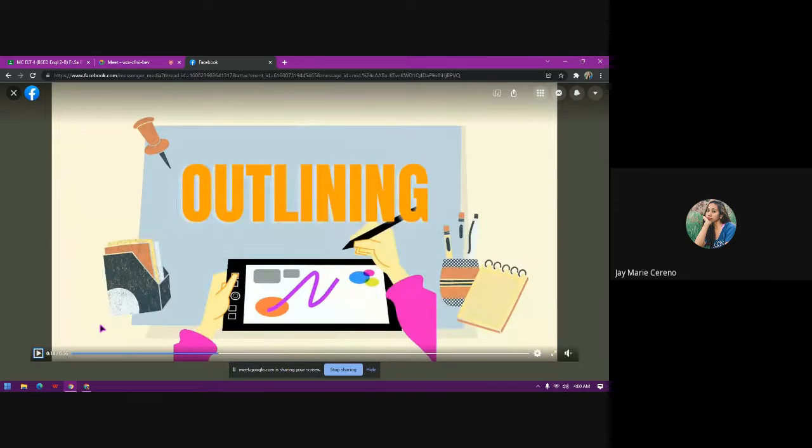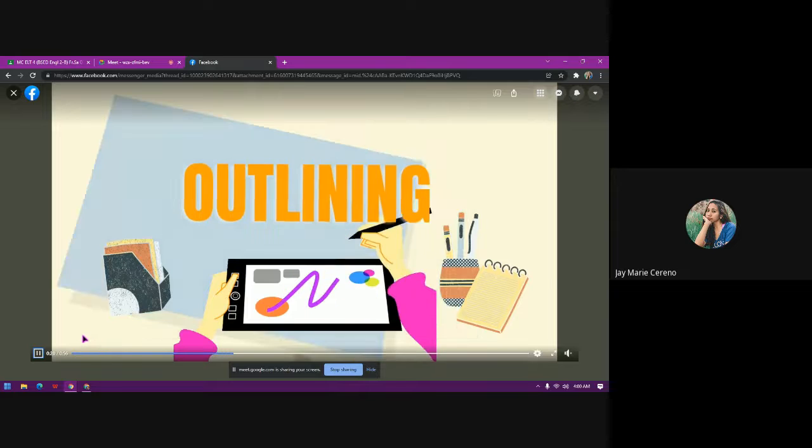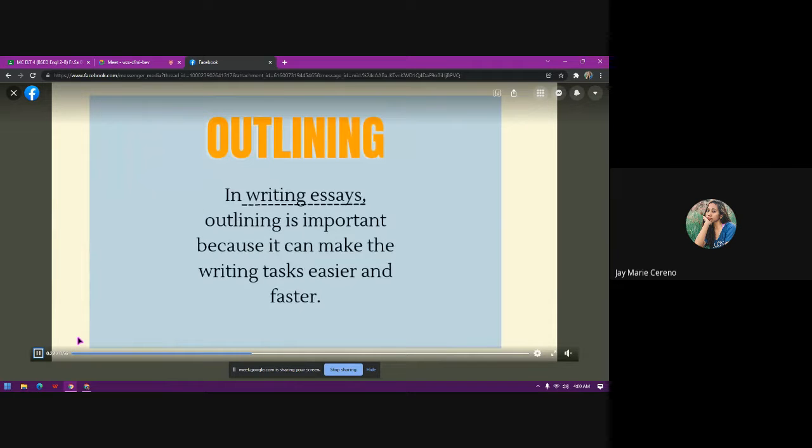Outlining. When you hear the word outlining, what first comes to your mind? Yes, Mr. Terrero? Very good. Miss Rosa? Correct. How about you, Mr. Aguilar? Okay, your answers are all correct. Outlining. In writing essays, outlining is important because it can make the writing task easier and faster.